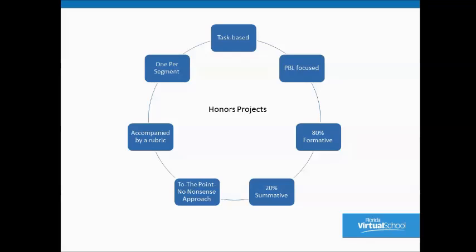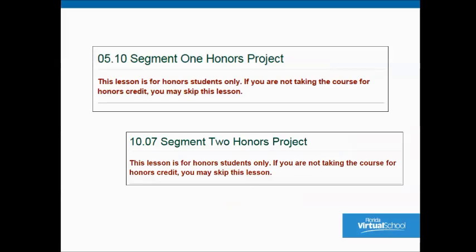In the honors project, students are responsible for learning extra standards than regular students would learn. So they are presented with new material based on those standards, and then also tasks to go along with those standards. 80% of it's formative, 20% summative. There is a rubric included, and there's one per segment. Segment 1 honors project is 5.10. Segment 2 honors project is 10.7.